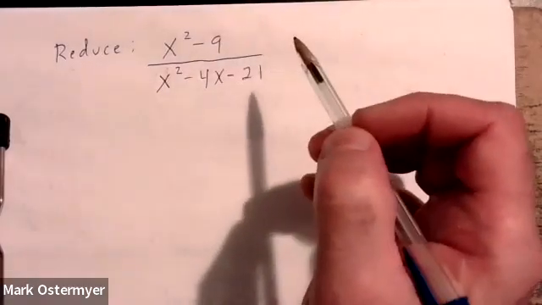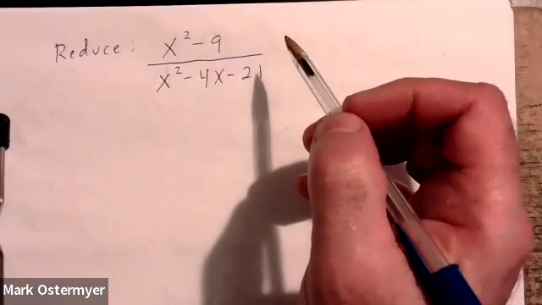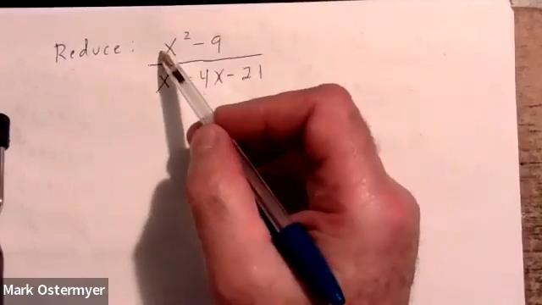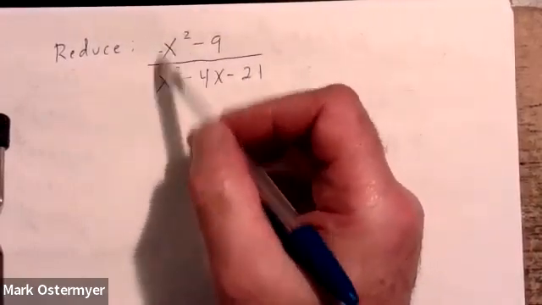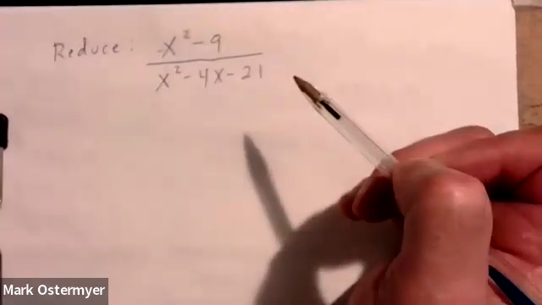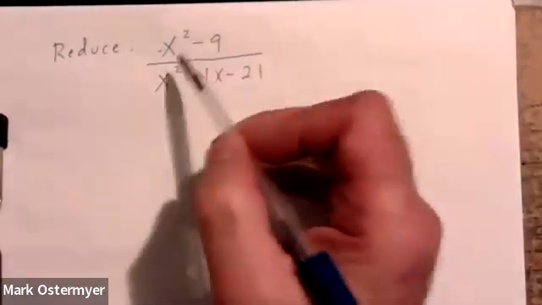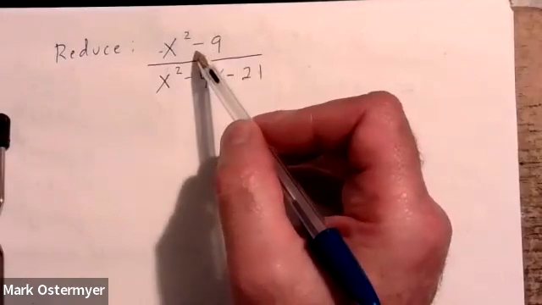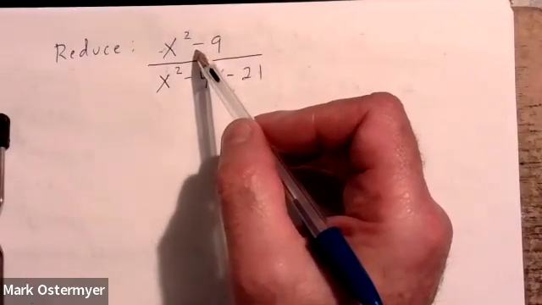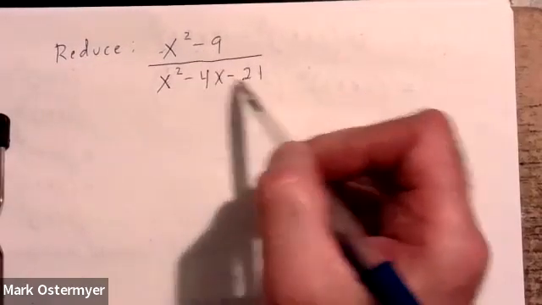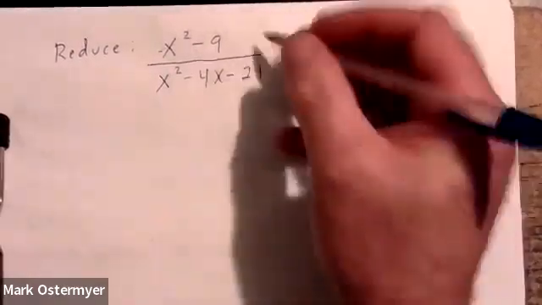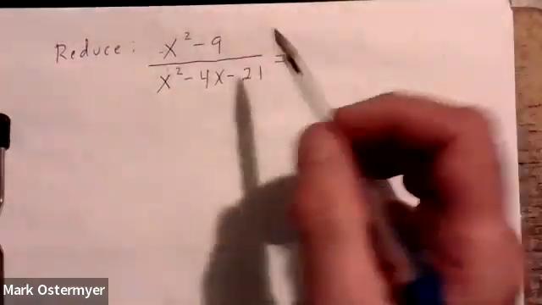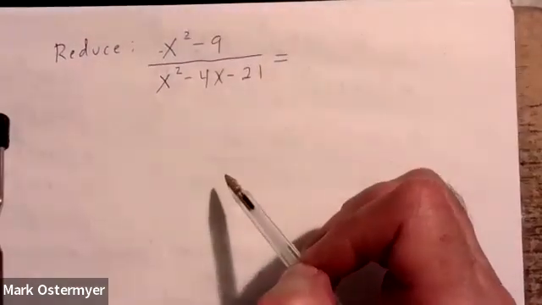Well, one thing you cannot do, and please do not do this, this is called illegal algebra. You cannot reduce the x squareds out. You can't cancel these x squareds out. I know it looks very tempting to want to do so, but you cannot do that. The reason why is that separating these terms is not multiplication, but subtraction. You cannot drop the x squareds out. No, what we need to do first is completely factor our numerator and our denominator.